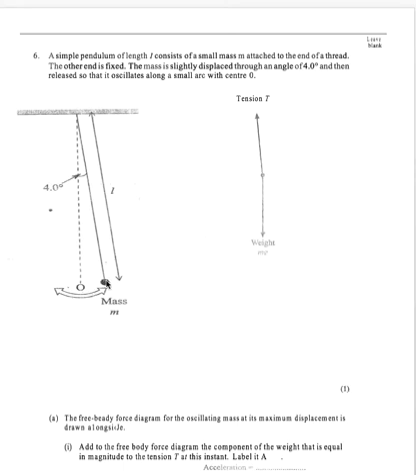So here's O. Here's my string length L, here's my mass M, and it's swinging through an angle of 4 degrees. The free body force diagram for the oscillating mass at its maximum displacement is drawn alongside. So here's where we are in terms of forces when we're out here. Add to the free body force diagram the component of the weight that is equal in magnitude to the tension at this instant. Well, that's going to be a line that follows the same direction, the same line, but the opposite direction, I suppose, of the tension down here.